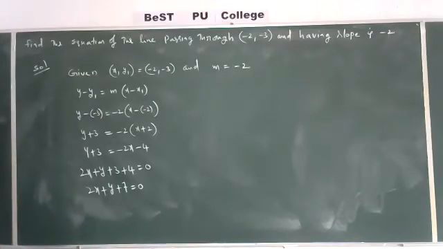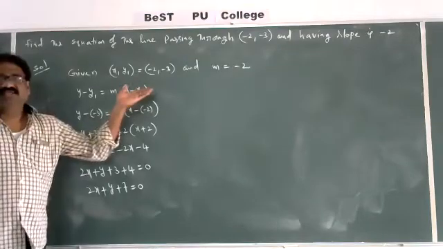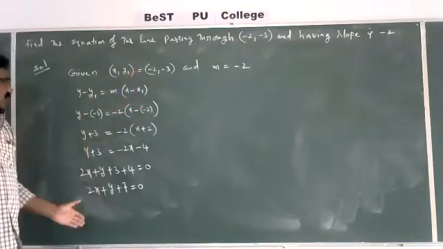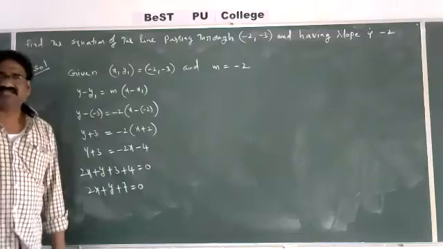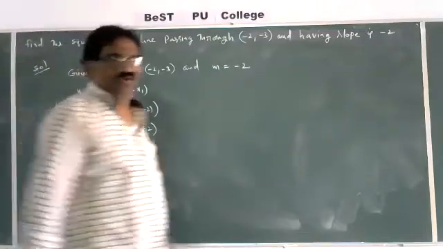The equation of the line passing through (minus 2, minus 3) and having slope minus 2: here point is given and slope is given. By using the slope point form, y minus y1 is equal to m into (x minus x1), then substituting the values x1, y1 and m, and simplifying, you get 2x plus y plus 7 is equal to 0.